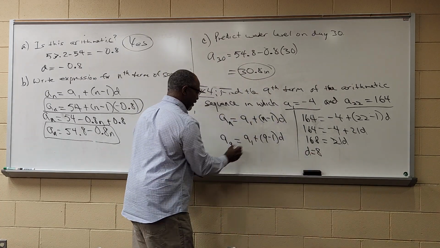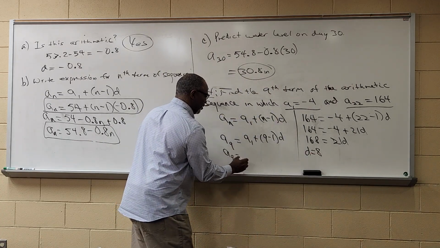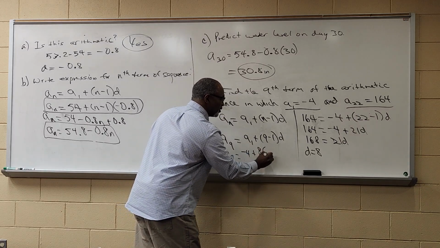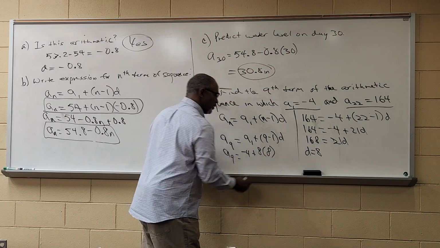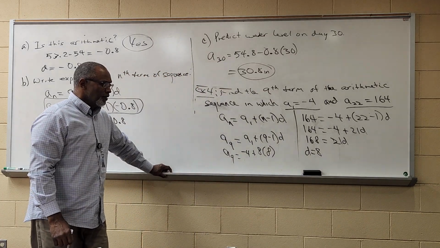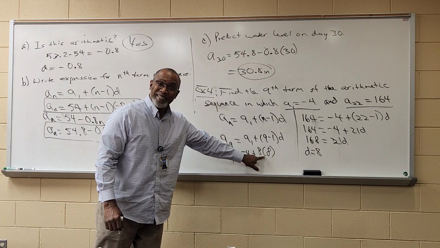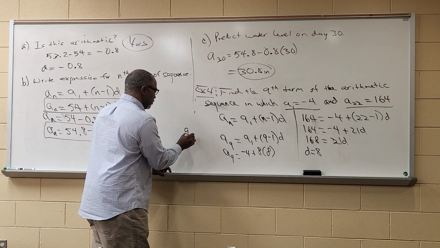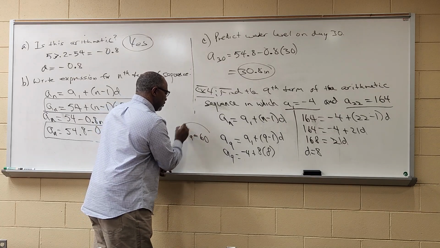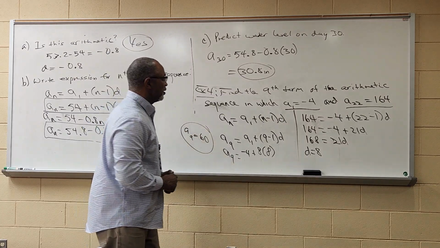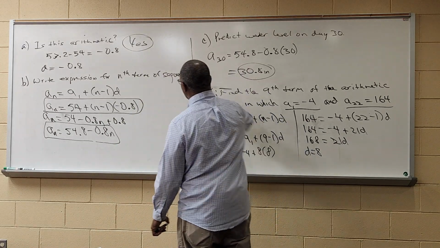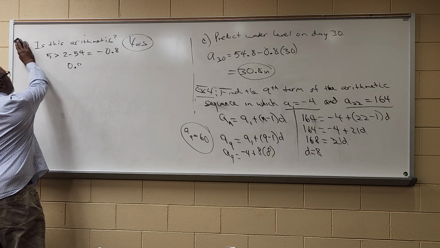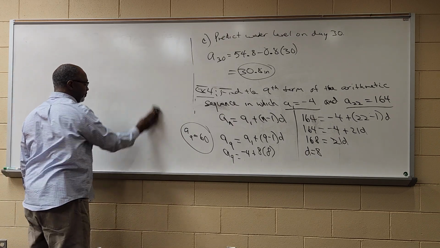Now that I know that D is 8, A9 is A1, which was -4, plus 9 minus 1, that's 8, times D, but D is 8. Okay? -4 plus 64, 8 times 8 is 64. A9 is 60. The ninth term in that sequence would turn out to be 60. Okay?